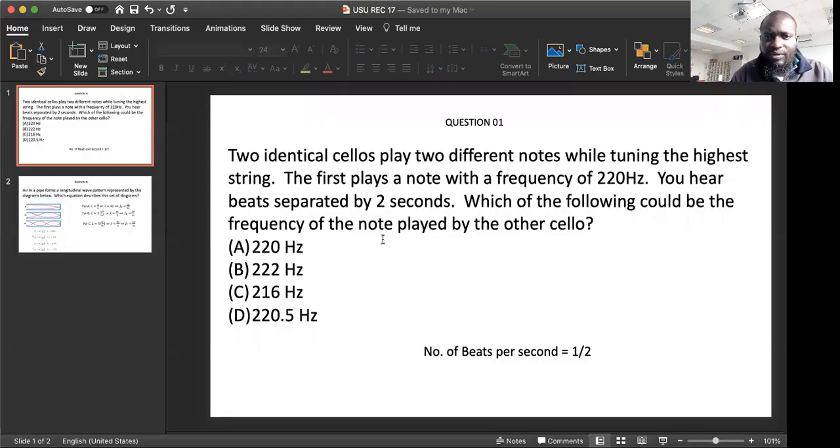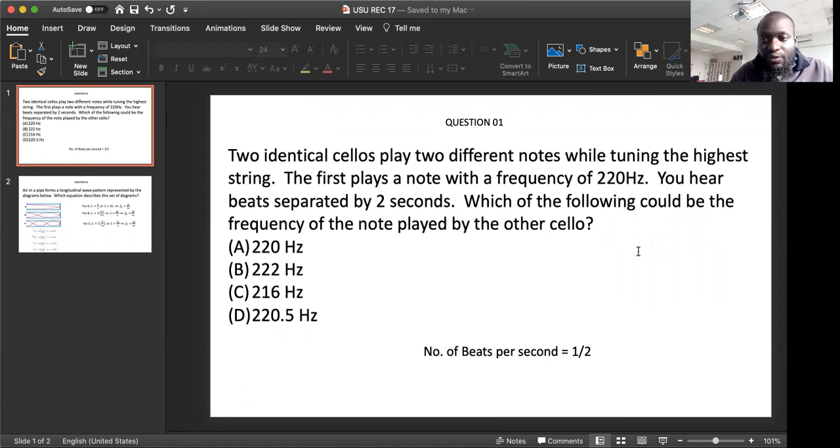So the first problem we have here says two identical cellos play two different notes while tuning to the highest string. The first plays a note with a frequency of 220 hertz. You hear beats separated by 2 seconds. So this is the trick. The number of beats per second is what you add or subtract from the frequency to know the other frequency that is superimposed, that makes the interference of the sound that you hear from the note.